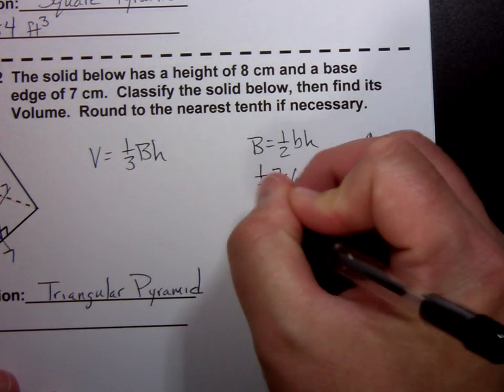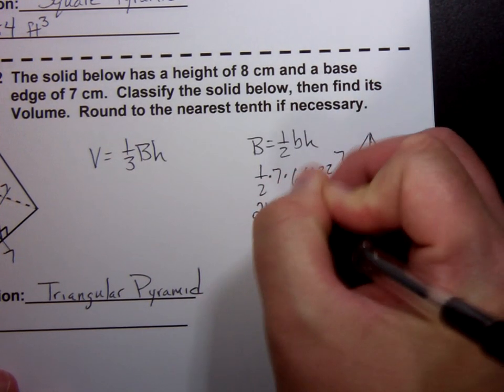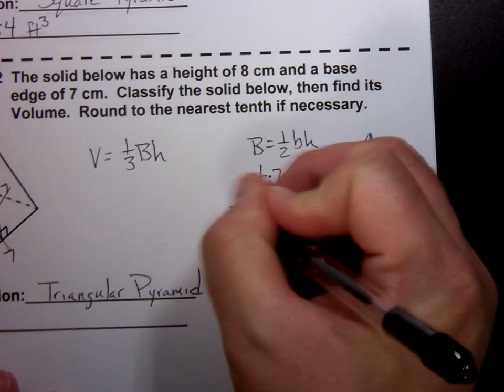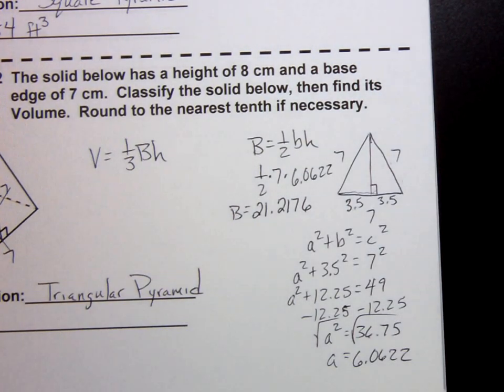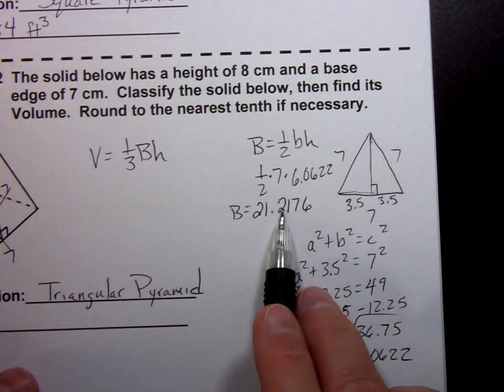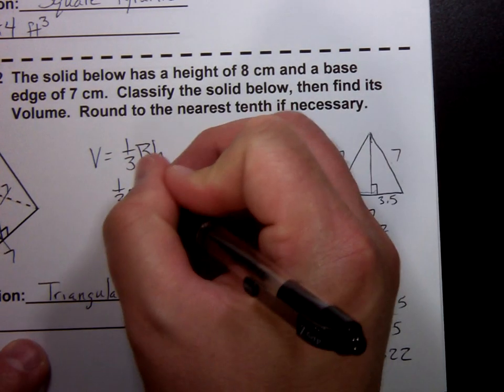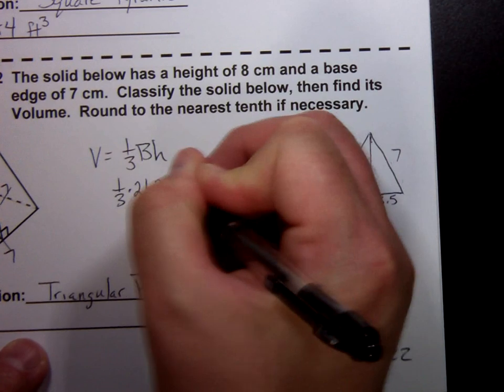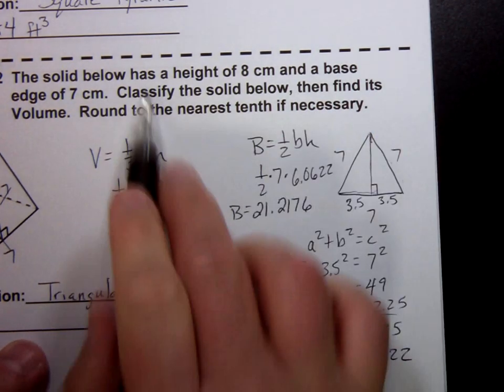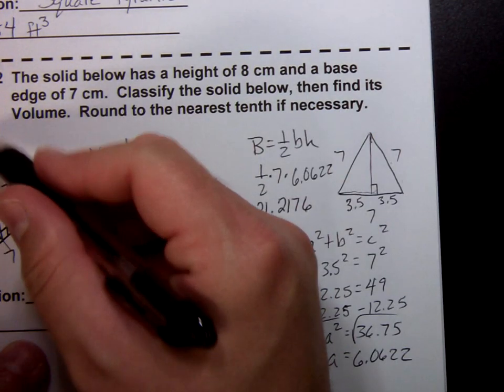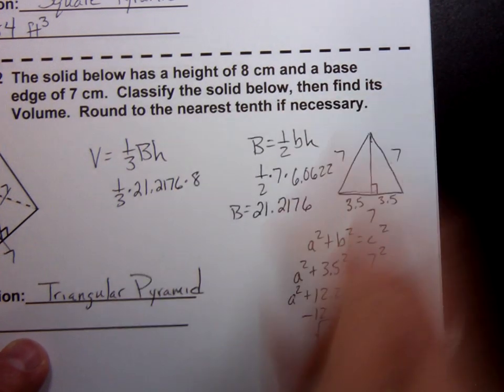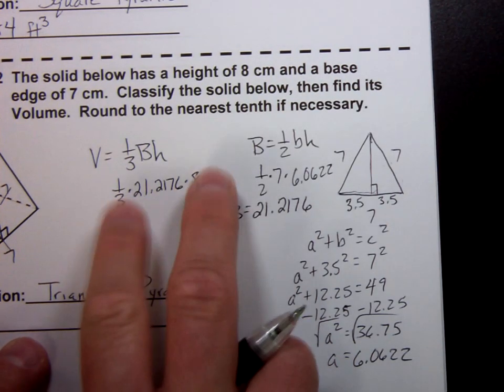And that should give us approximately 21.2176 as the area of the base. And that's where most of the hard work is, just finding the area of the base. Once you know the area of the base, you're just multiplying it times that 1/3 and times the height. And remember, they told us the height of the pyramid was 8. So I'm just taking that number and multiplying it by 1/3 and multiplying it by 8.